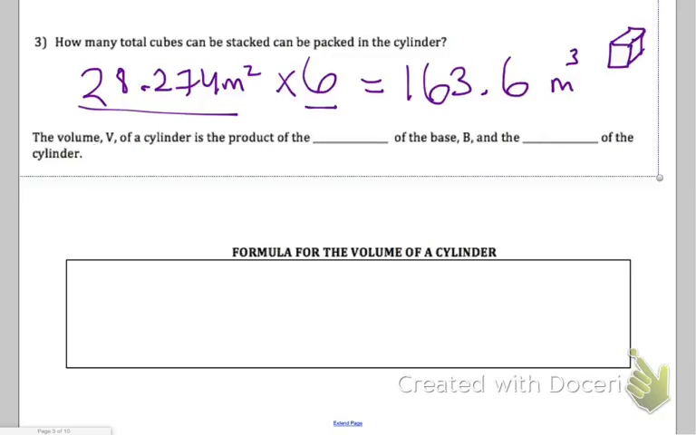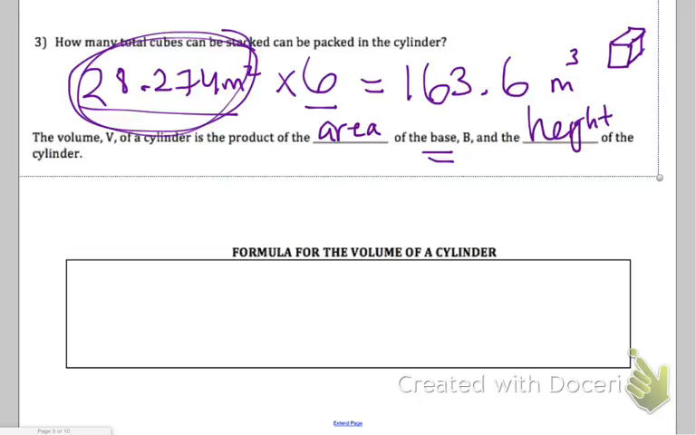So the volume V of a cylinder is the product of the, what did we find here? We found the area of the circle. So it's the area of our base and the height of the cylinder. So that's how many different layers of our base we can stack one on top of the other to reach the top. So the formula for the volume of a cylinder is found by finding the area of the circle, which is pi r squared, and multiplying that by the height.